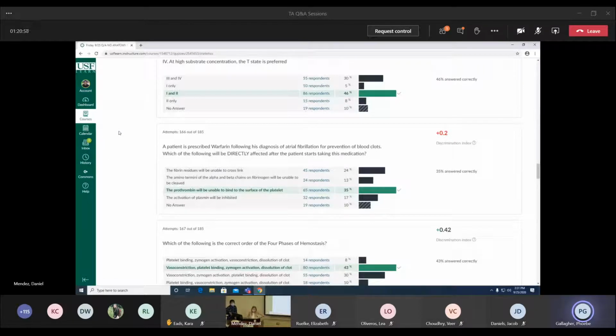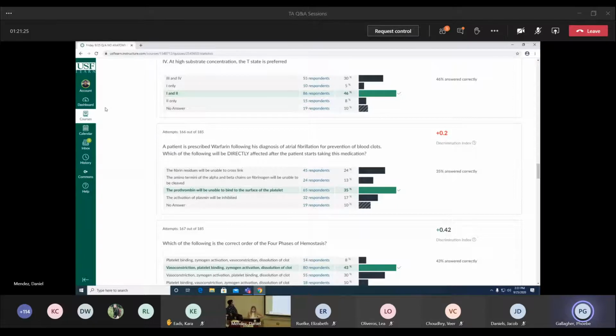answer. The first two options deal with fibrin. So while yes, downstream the fibrin will be affected because you don't have thrombin to activate the conversion of fibrinogen to fibrin, I was asking for the direct effect, and the direct effect would be the prothrombin binding to the platelet for activation. And then the activation of plasmin will be inhibited is false because plasmin is way later down the line.